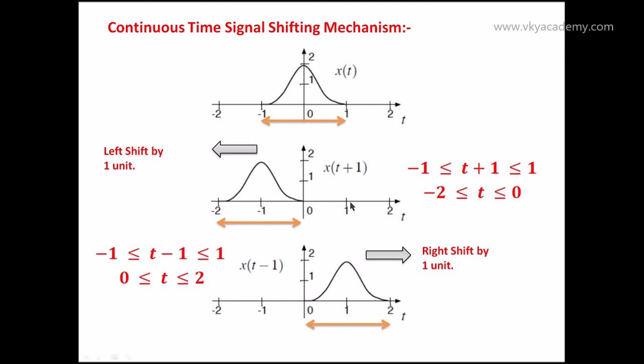Now let us understand the concept by another method. As we need to plot x of t plus 1, I'll take the range from -1 to 1, which is my original range, and I'll write t plus 1. Now for t, this range will be -2 to 0. So my new range for x of t plus 1 will be from -2 to 0. This is the reason the signal is moving left along the axis.